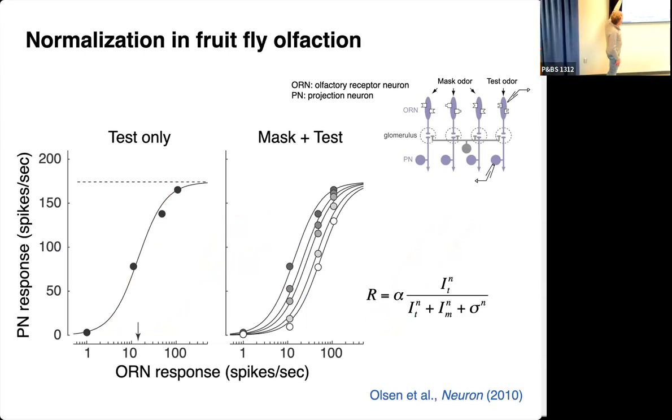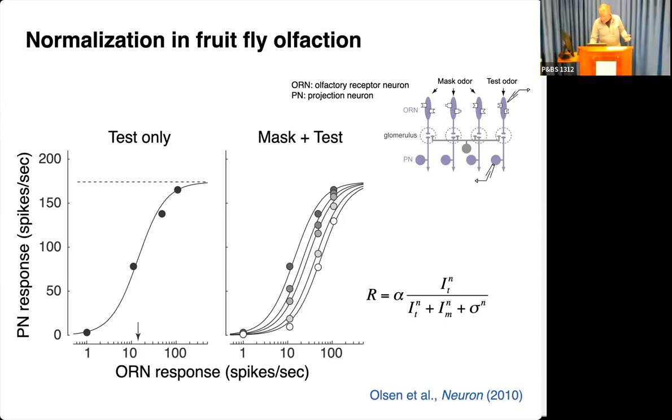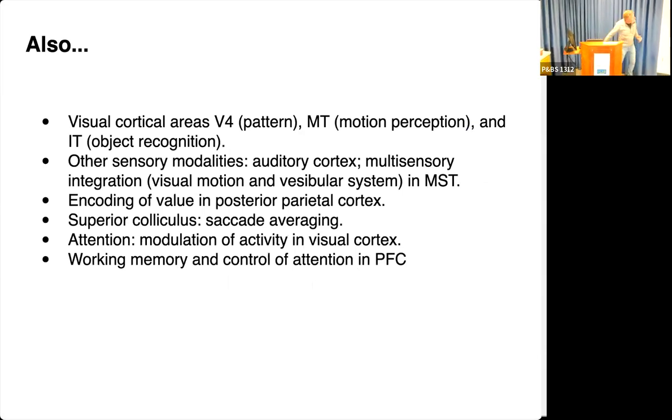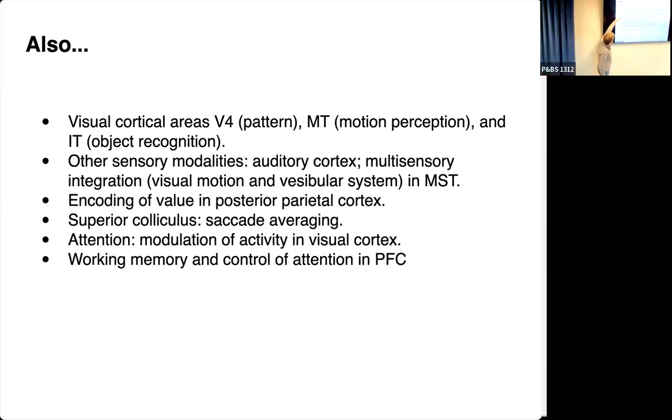This is an example from fruit fly olfaction from Rachel Wilson's lab at Harvard from a number of years ago, showing you the same shape curves, the same shift. Now you're superimposing two different odorants at the same time. You get these curves to shift over, fit with the same equation, except that the exponent, for reasons I don't know, in the fruit fly olfactory system, instead of being 2, which is nice, the best fit exponent is 1.5. Fruit flies don't know about it. Okay, so as I said, also lots of different visual areas, other sensory modalities.